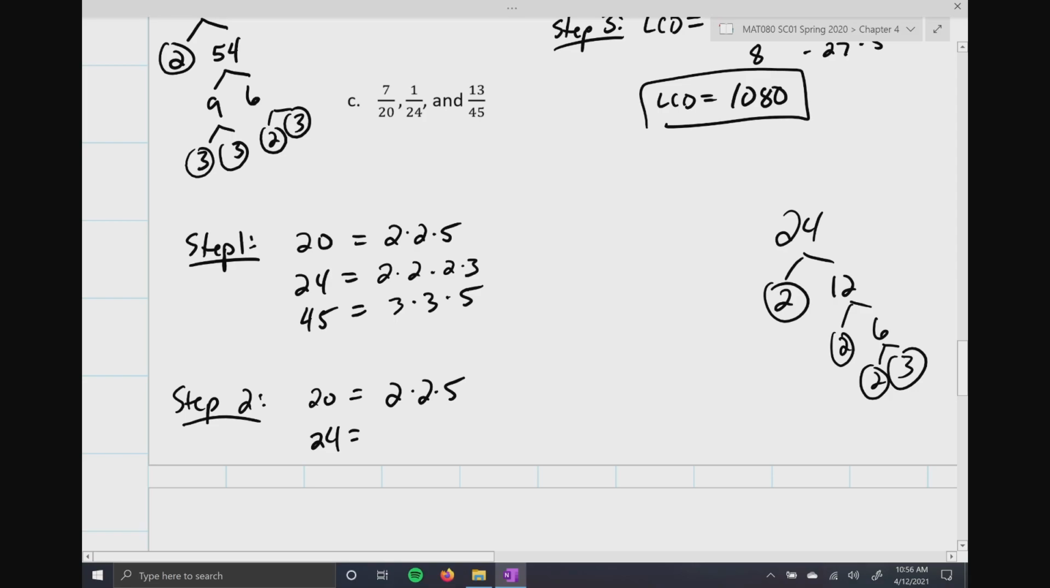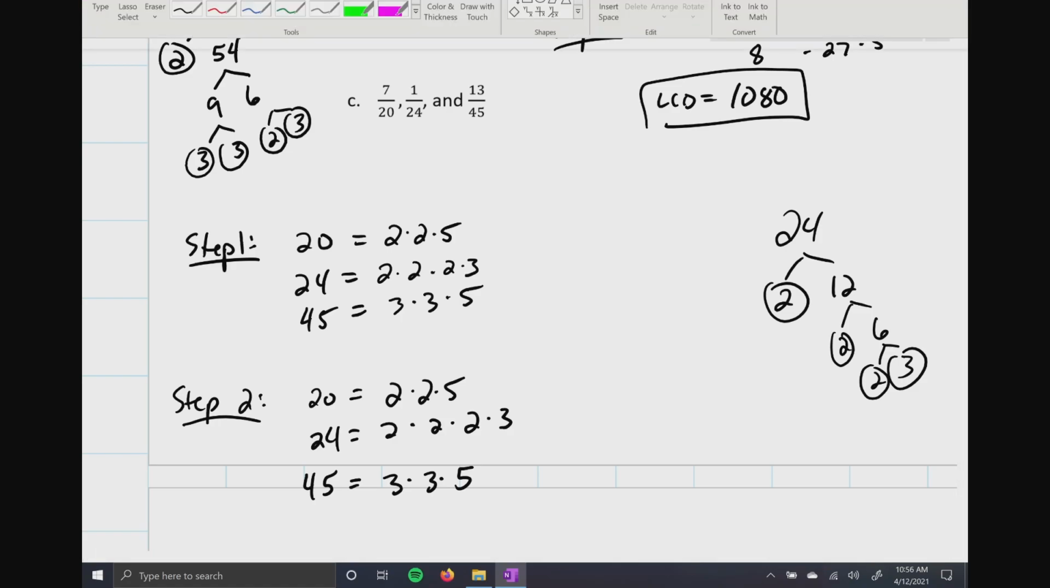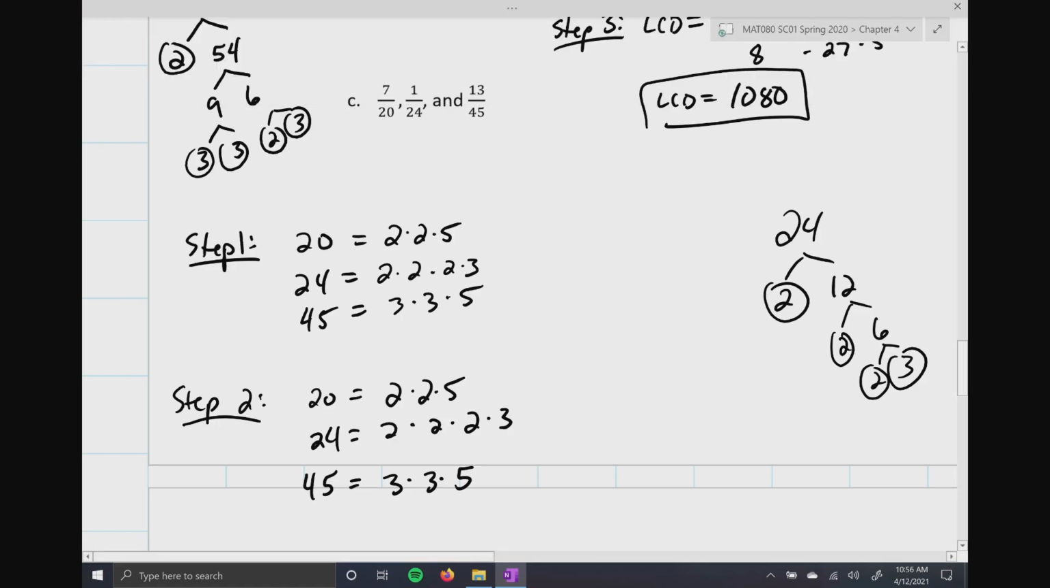So for step 2, I'm just going to rewrite it real quick. Okay? Now, I'm going to go through each different prime and circle the one where I see the most. Oops, that's already wrong.